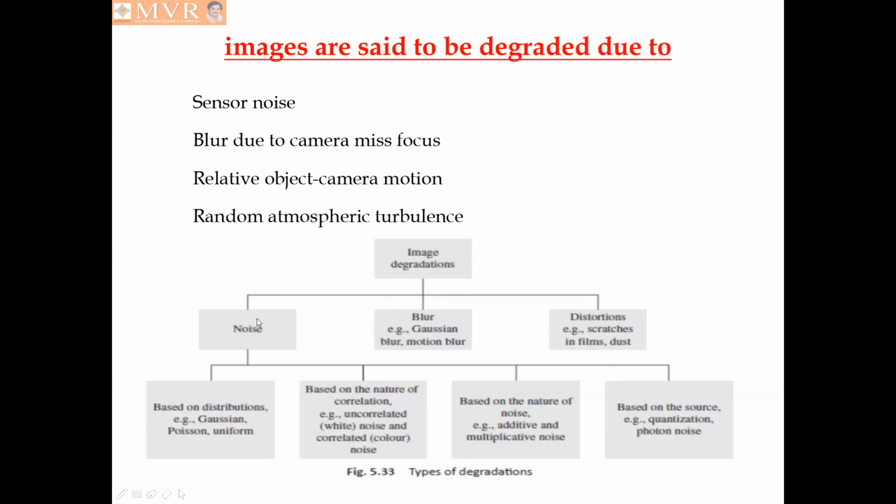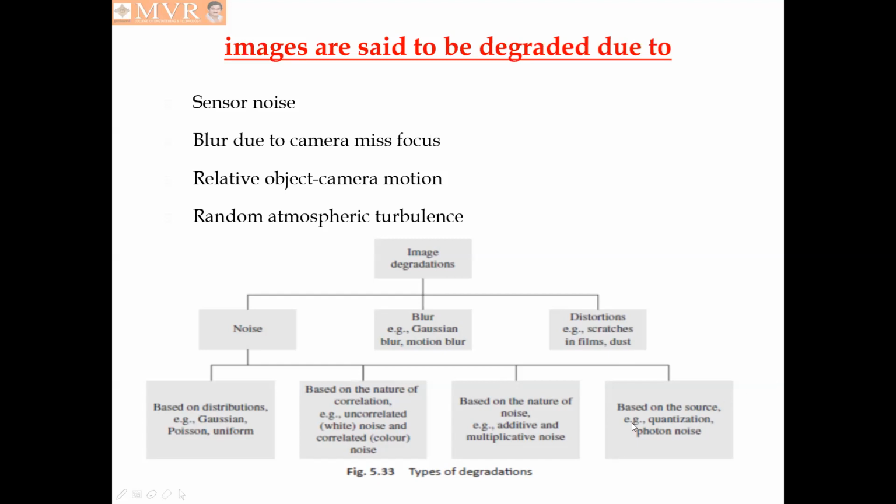Some distortions will occur whenever we capture images. And in the noise, we have different types of noises. Based on the distributions, we have different types of noises like Gaussian noise, Poisson noise, and uniform noise. Similarly, based on the nature of the correlation, we have uncorrelated noise, which is called white noise, and correlated noise, which is called colored noise. And based on the nature of the noise, we may have additive noise or multiplicative noise. Based on these noises, images get degraded.